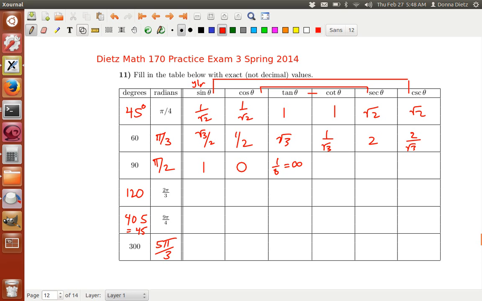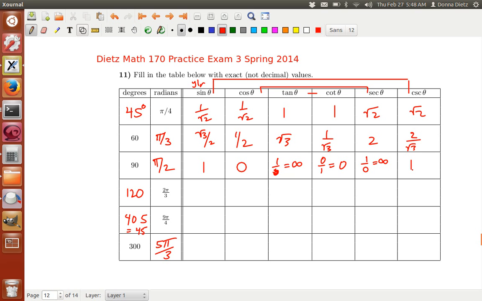So if you put 1 over 0 in this table, you get no credit. If you put 0 over 1 over here, that's totally fine, right? Because 0 over 1 is just 0. And then the reciprocal of 0 is 1 over 0, and that's going to be infinity again. And reciprocal of 1 is just 1. No problem.